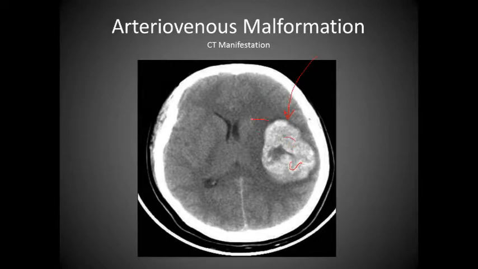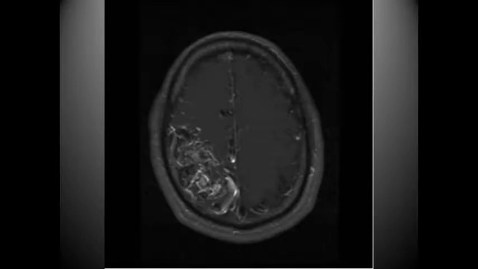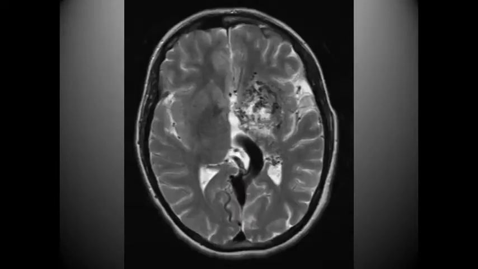Here is an AVM in terms of CT as well. Notice we have individual vessels going through. Here is an arteriovenous malformation, an AVM, in the posterior portion of the brain, probably in the parietal or occipital lobe of the brain on the right side. Notice it does appear to be kind of jumbled up in these.